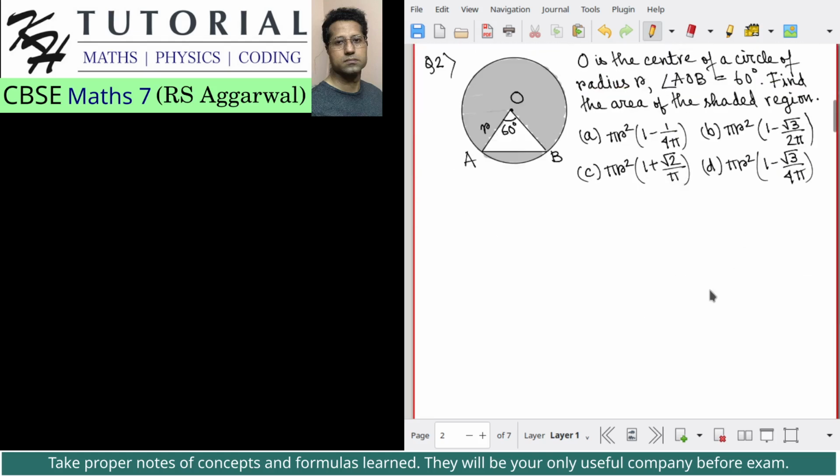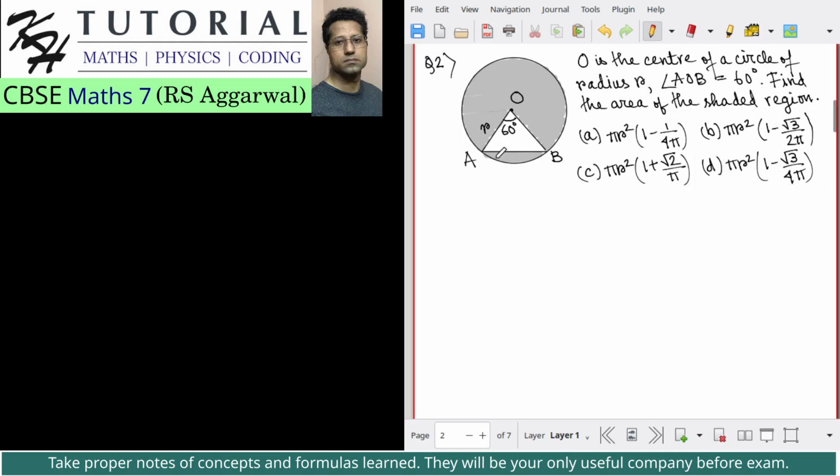Okay, so we have O is the center of a circle of radius r. So we can see a circle. O is the center of the circle and r is the radius. A and B are two points on the circle, and angle AOB is 60 degree. Find the area of the shaded region. So we have a triangle AOB inside the circle with center O and radius r.